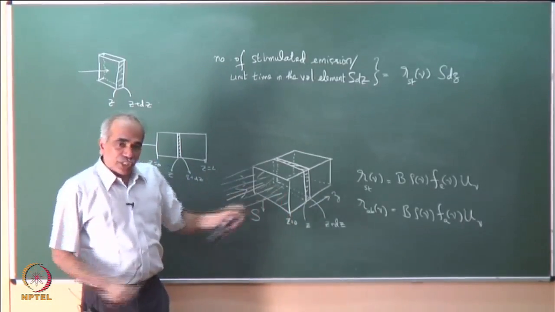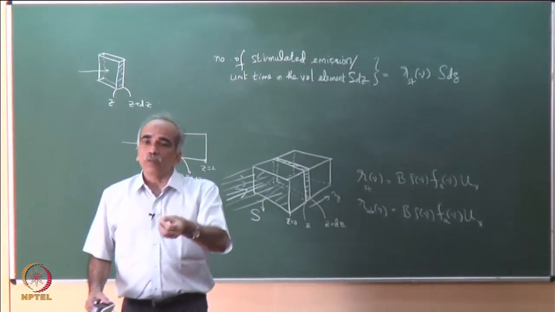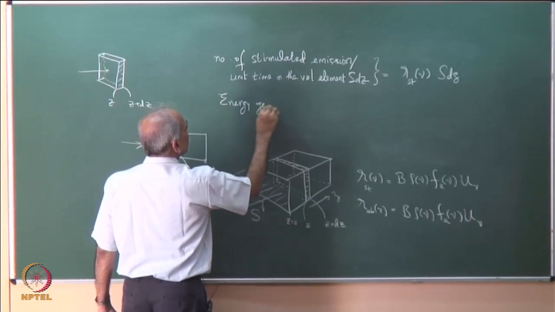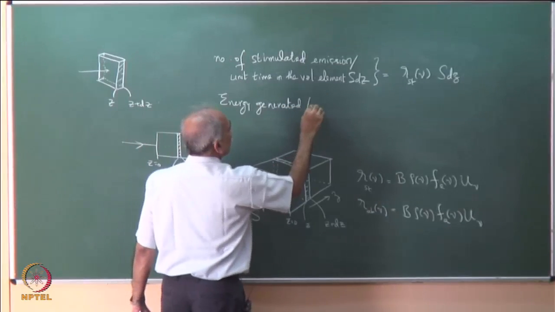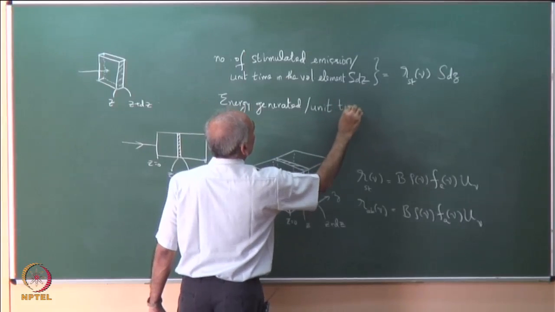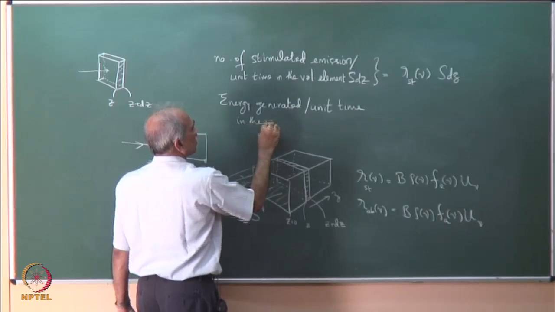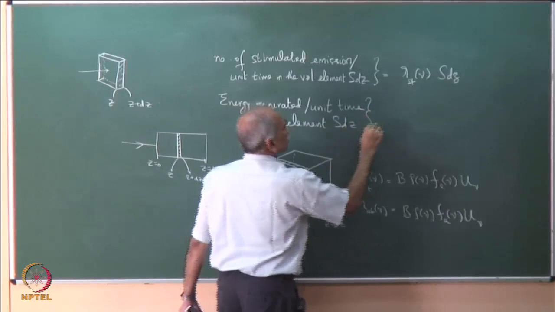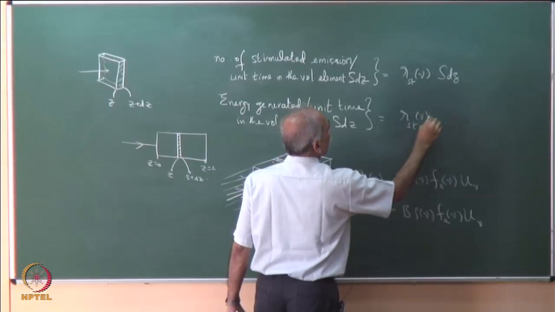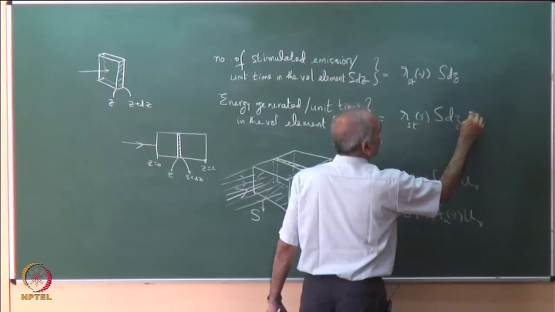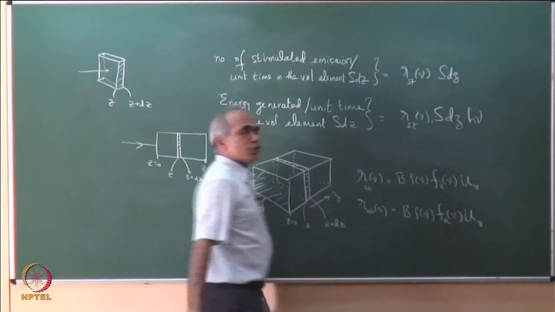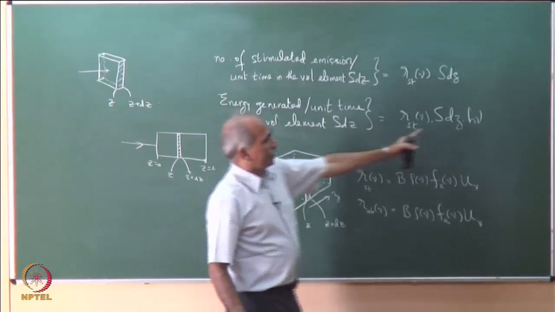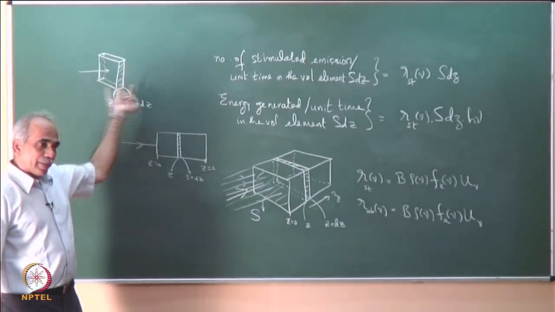So, every stimulated emission generates a photon of energy h nu, and therefore, please see the logic, the energy generated per unit time in the volume element S dz is equal to, what will that be? This is the number of emissions, therefore, energy will be multiplied by h nu, because every emission brings down a photon of energy h nu. This is the energy generated in this volume element.